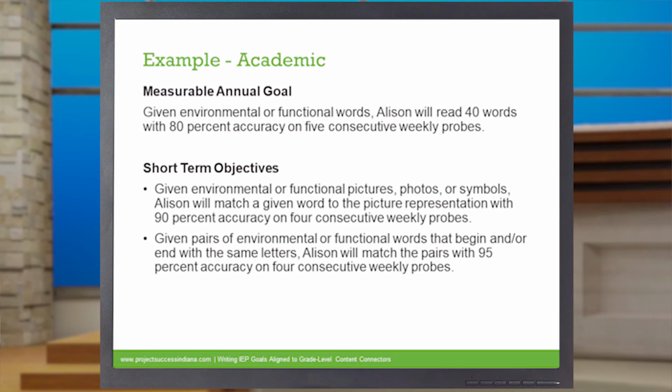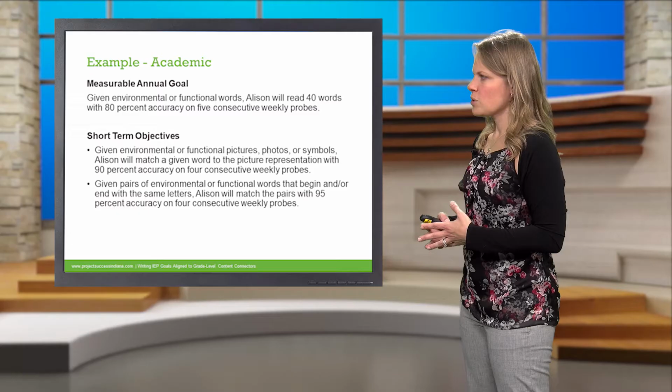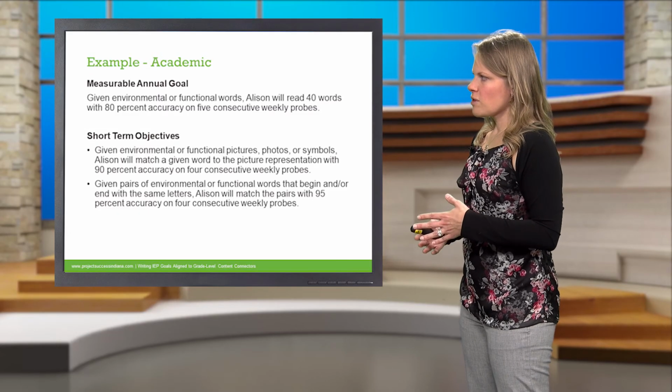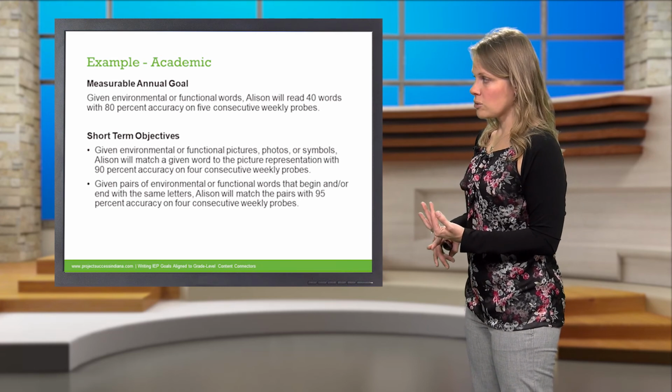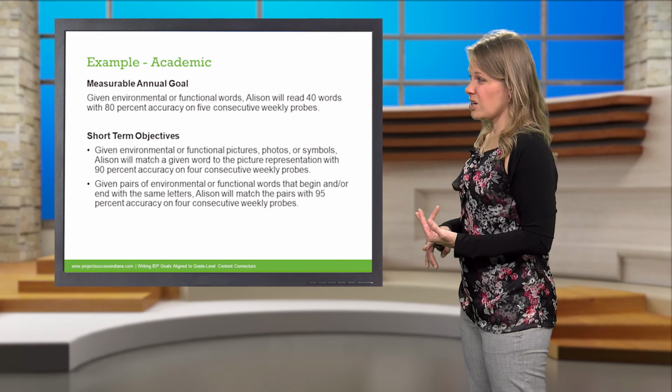Given environmental or functional words, Allison will read 40 words with 80% accuracy on 5 consecutive weekly probes. If you think through some of the pieces that we've talked about earlier today, you'll see the conditions given environmental or functional words. I would even narrow that down a bit more.